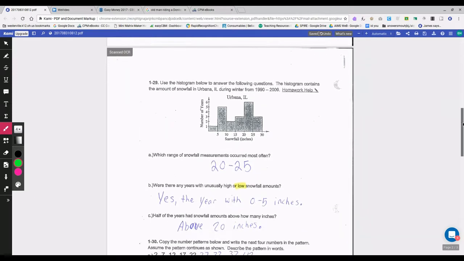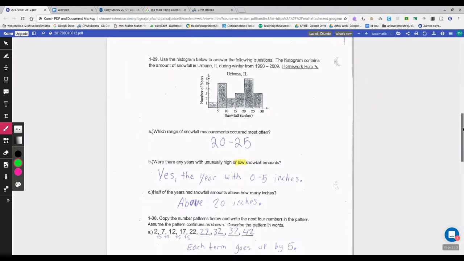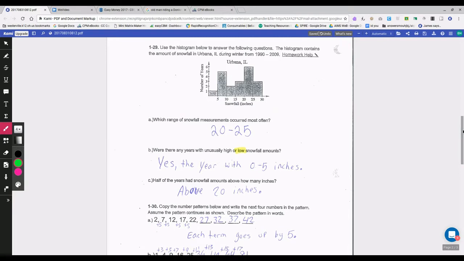129, which uses that data, but it's in a histogram. Again, take a look right there. A is 20 to 25. B is asking about particular low area, which is just right up here, a lot different than everyone else. If you said right here, we'd probably take that answer too.